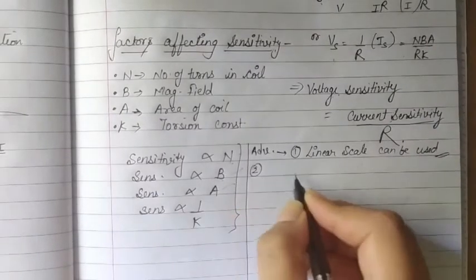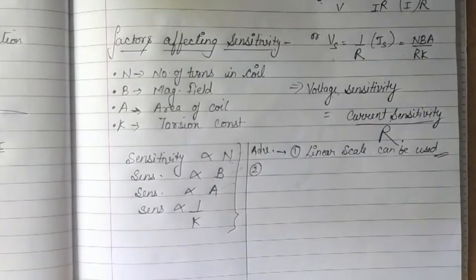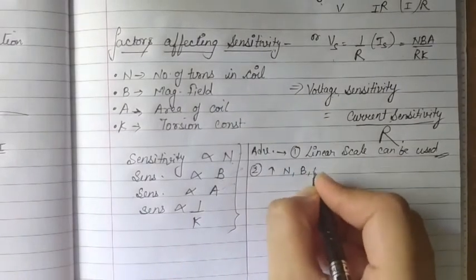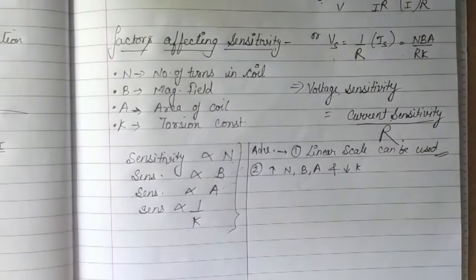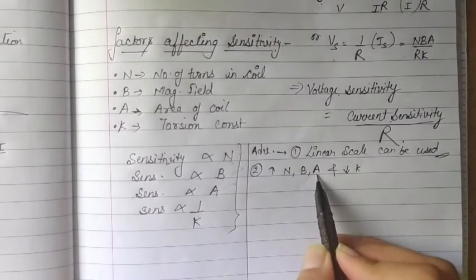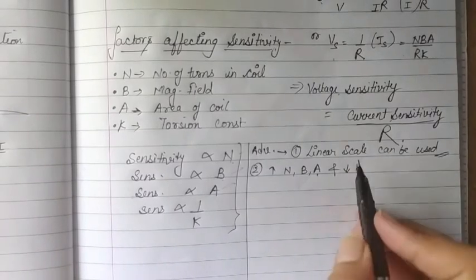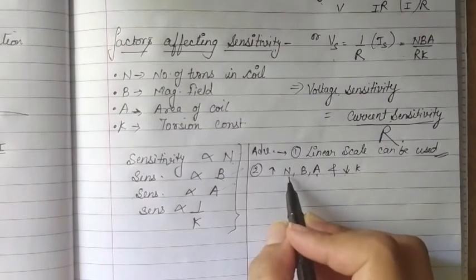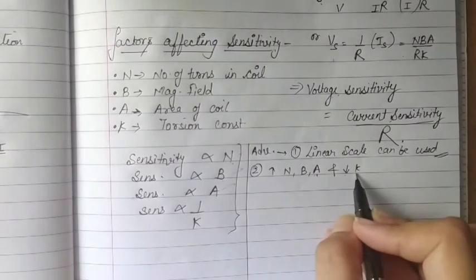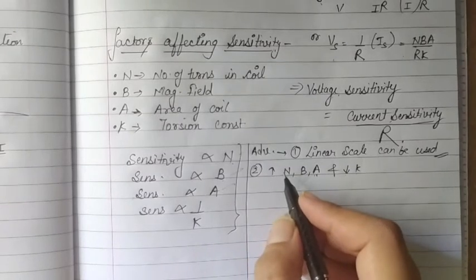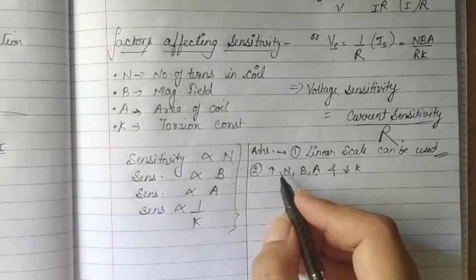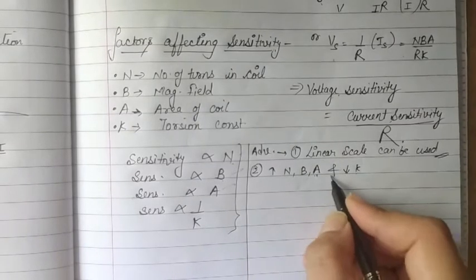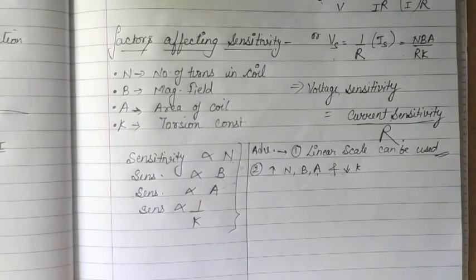The second point is that the sensitivity of the moving coil galvanometer can be increased by increasing N, B, A and decreasing K. That means we can set the sensitivity of a galvanometer as per our choice, by choosing convenient values of N, B, A and K. So if we want a moving coil galvanometer with a high value of sensitivity, we must increase the value of N, B, A and decrease the value of K. Then we can achieve a moving coil galvanometer with high sensitivity.